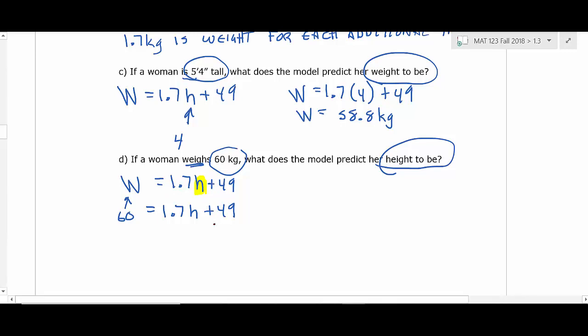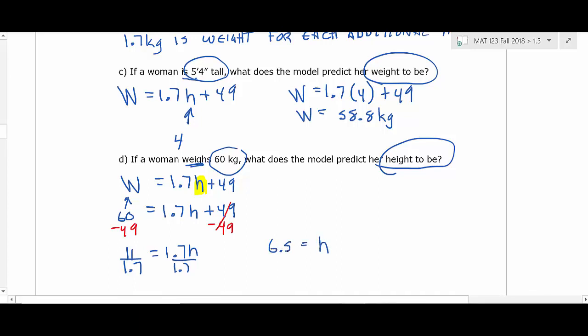So let's go ahead and get this solved. Okay, so I'll subtract 49 from both sides. Okay, that's going to give me, let's see, that's what, 11 equals 1.7h. Divide by 1.7, and this will give you the height. So let's see, 11 divided by 1.7. Okay, so that's given H is about, I'm getting about 6.5.